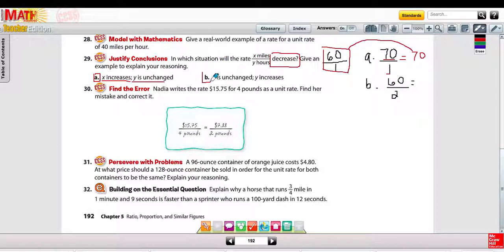So in part B, the x is unchanged, so I kept the 60 the same in the numerator, but the y increases. So I changed the 1 to a 2, and 60 divided by 2 is 30. So going back to the original question, in which situation will the rate decrease? It decreased in situation B.